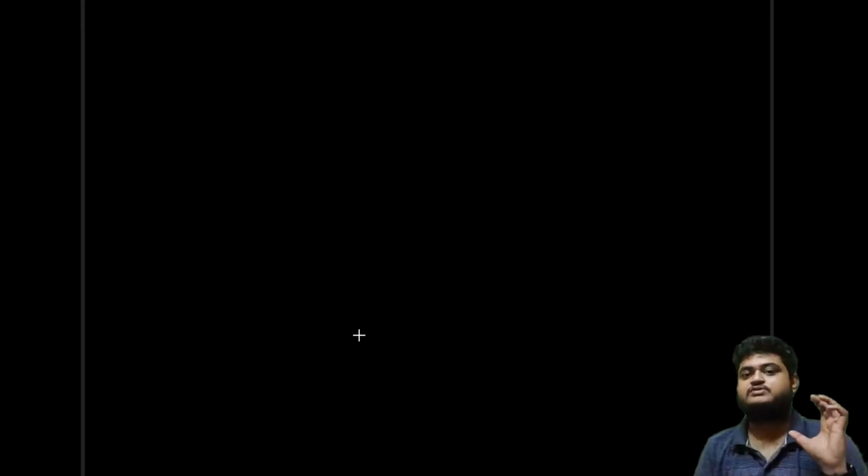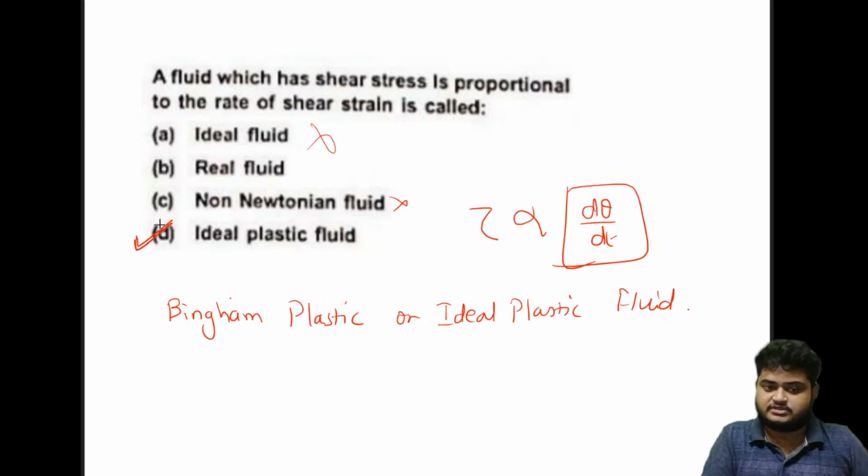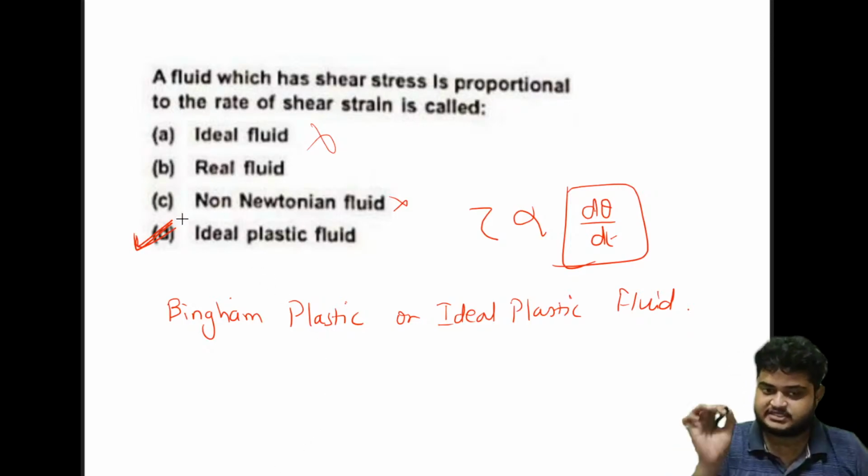But for an ideal plastic fluid, it will resist some shear force at the very first. So when you start giving the shear stress, it will resist some amount of shear stress, but after you cross the threshold shear stress, it will start to deform, and the deformation is similar to a Newtonian fluid. So this is the correct option, that is, ideal plastic fluid.